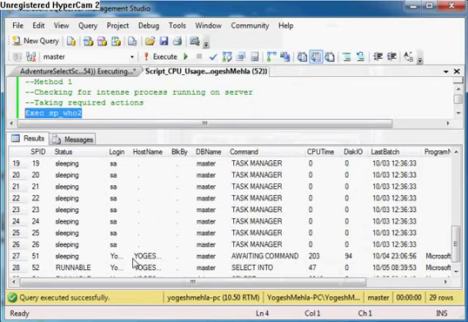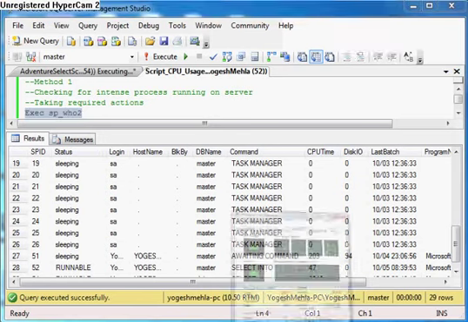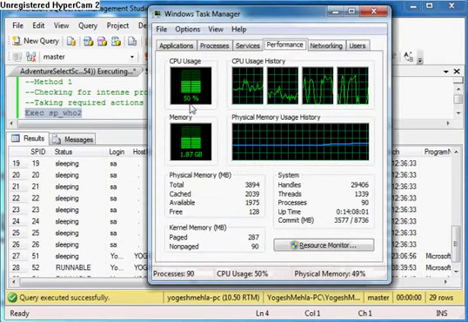When you are using sp_who2, you must be aware of one thing: you only have to look for SPID greater than 50, because those below 50 are reserved by SQL Server itself. Now the CPU usage is totally increasing.